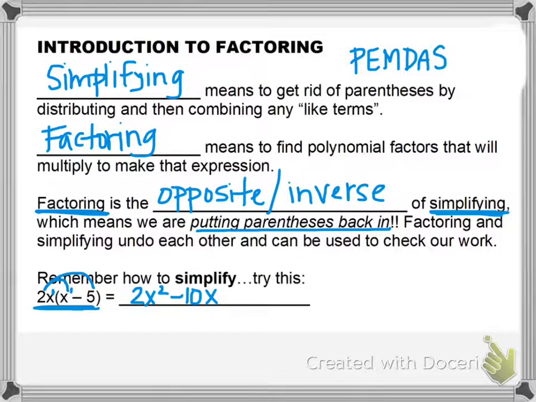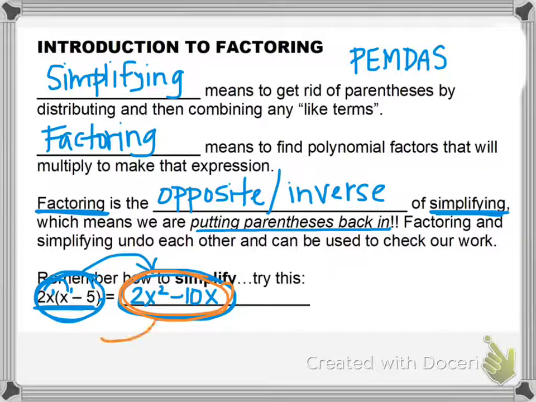So this process of going from here to here this way is called simplifying. What we're going to be doing is starting here, and we're going to be going backwards. And this is what our answer will look like. So it's the opposite of what we've been training our brains to do for a long time. It's going to feel really strange at first, but we can use simplifying, which we're more confident in and more familiar with, to check our work to see that we're actually doing it correctly.